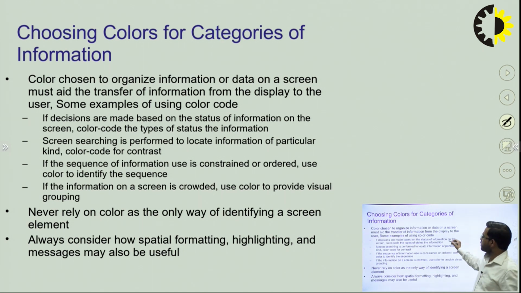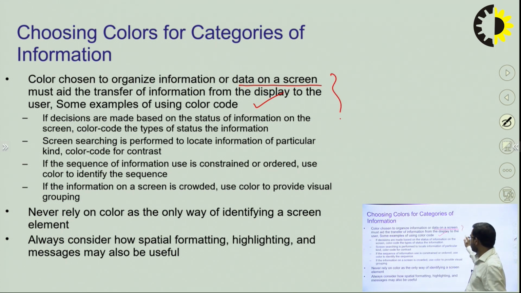Color chosen to organize information or data on a screen must aid the transfer of information from the display to the user. Some examples of using color codes: if decisions are made based on the status of information on the screen, color code the type or status of the information or different categories. If screen searching is performed to locate information of a particular kind, use color. If the sequence of information uses constraints on order, use color to identify the sequence. If information on the screen is crowded, use color to provide visual grouping. These are the categories used.